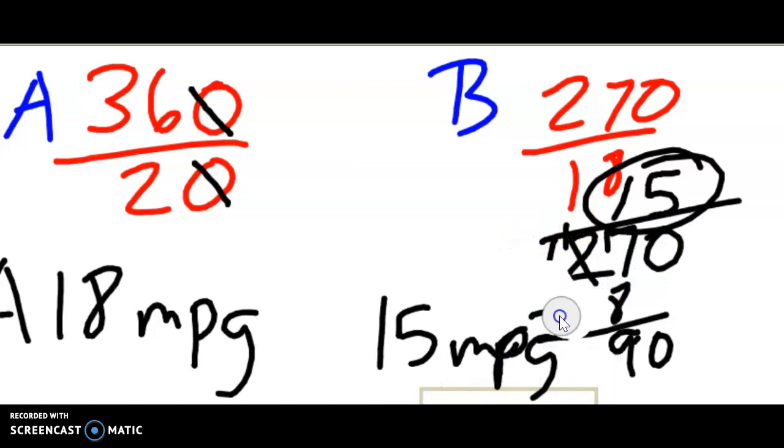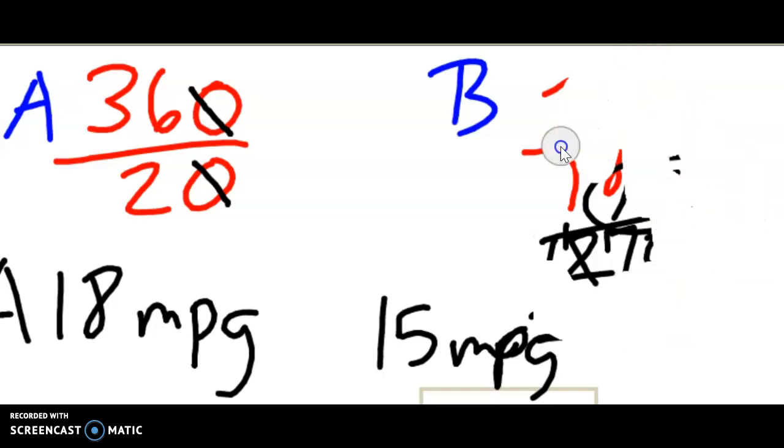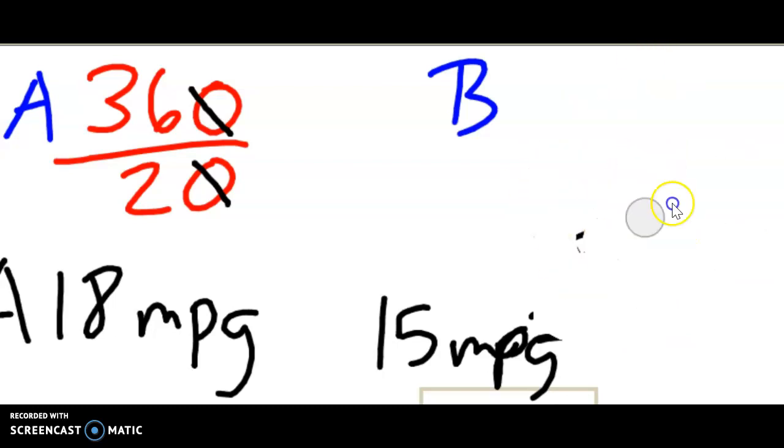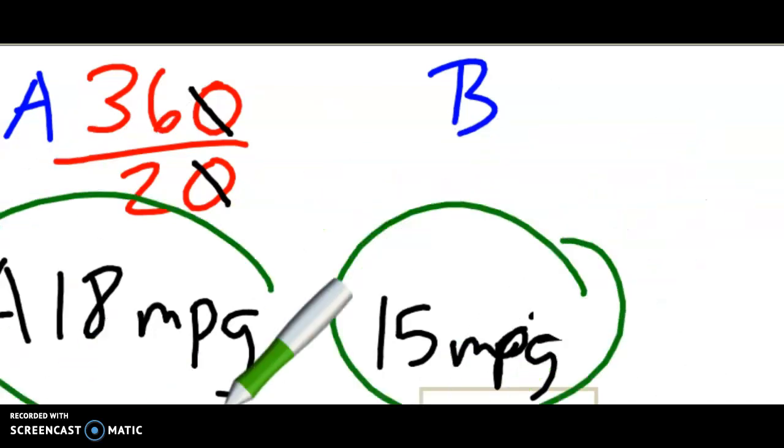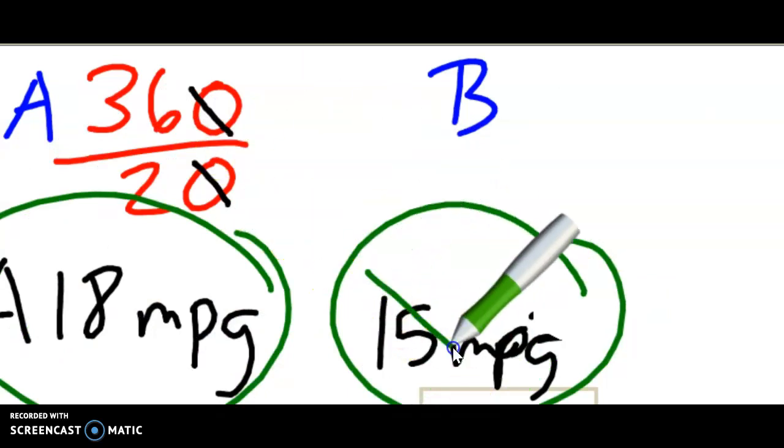So what would you rather do? Would you rather have to get gas more often or less often? Because with B, you're going to have to get gas a whole lot more often than A. A is going to get you further, so A is the better gas mileage.